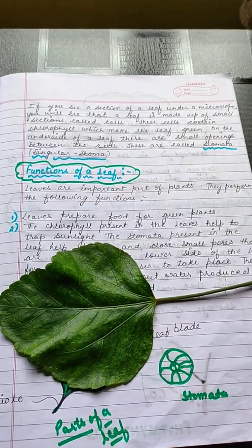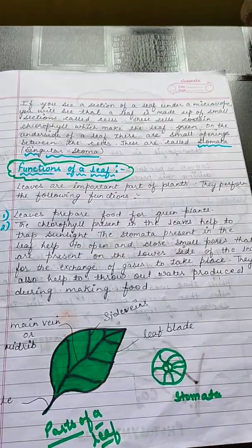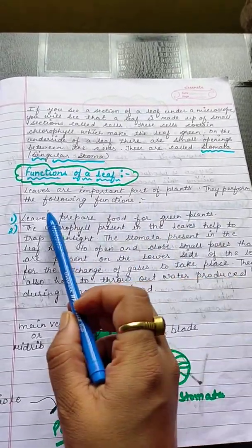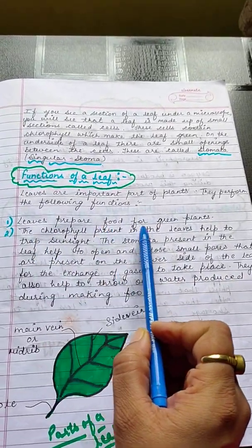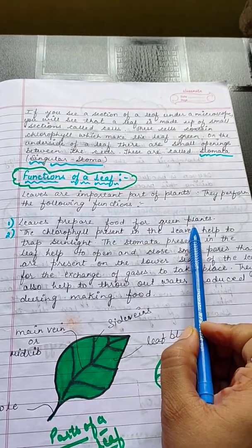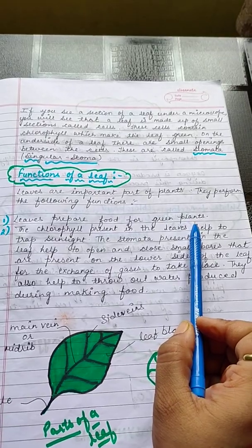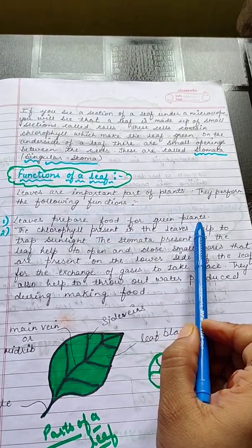Now next is function of a leaf. Leaves are an important part of plants. They perform the following functions. Leaves prepare food for green plants. As you all know, leaves prepare food for green plants, that is why they are called the kitchen of the plant or food factory of the plant.